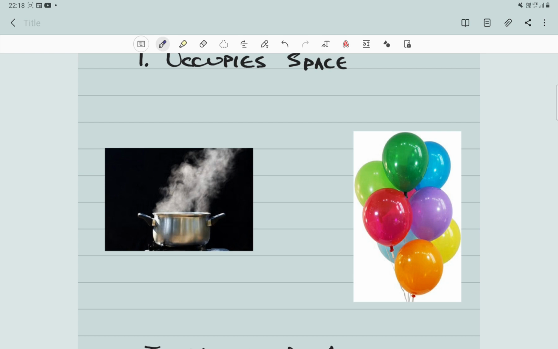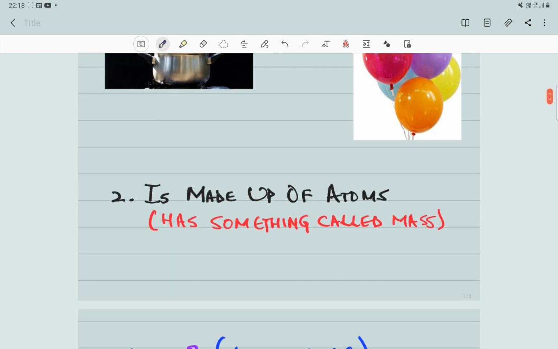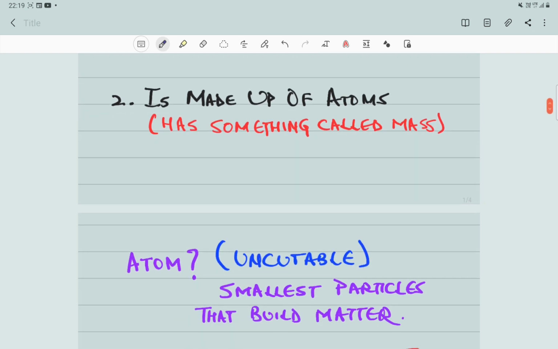Now let us look at the second property, which is present in all of these articles that we just spoke about. If that property is also present in all of these articles, then these articles are matter. The second property of matter is that matter is made up of atoms. Now, what is an atom? Let us first of all learn what an atom is.